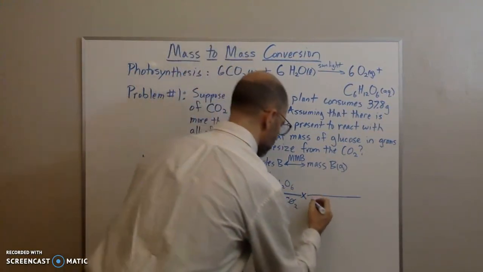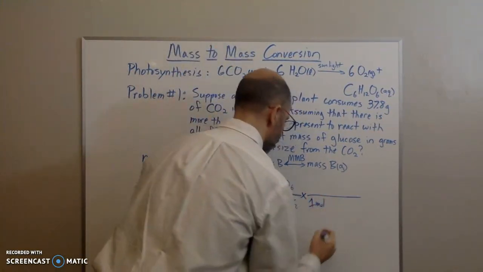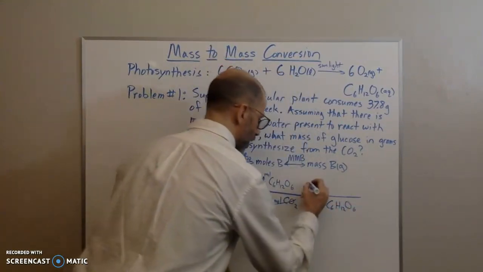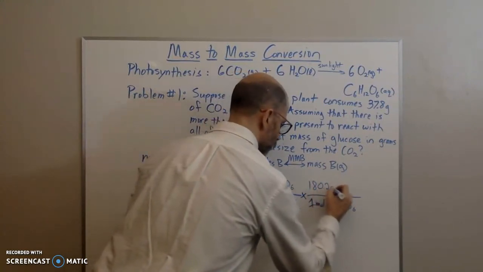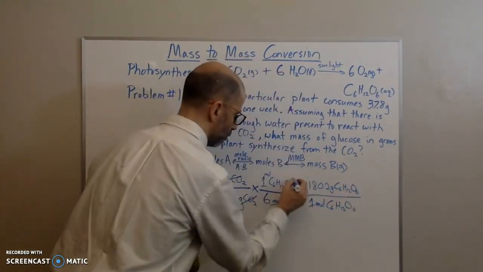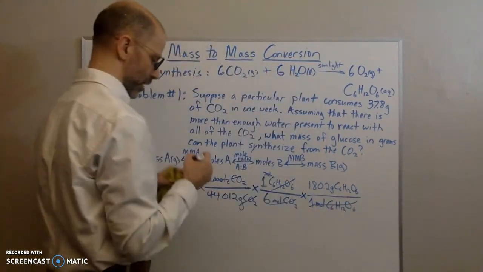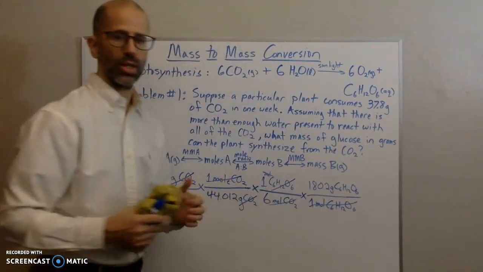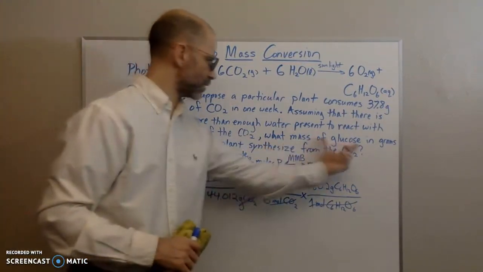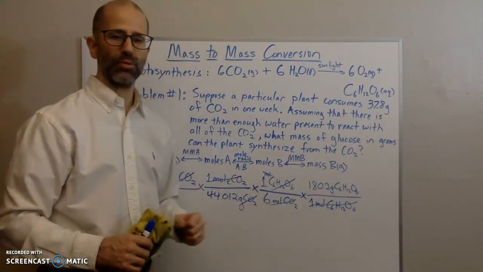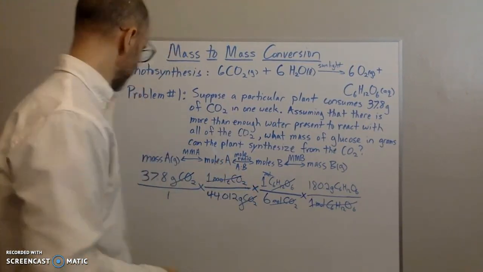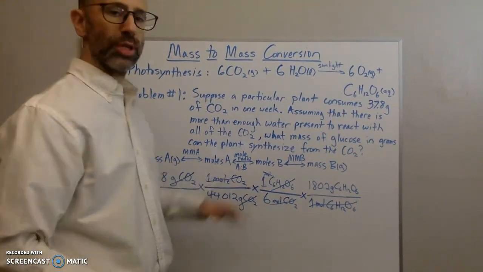So I need moles on the bottom. So 1 mole of glucose, C6H12O6. And then you have the 180.2 grams of C6H12O6. And so now the moles of glucose cancel out, and now you have grams of glucose on the top. And so that tells me I'm done because that's what the problem wants. What mass of glucose in grams? So now that I have grams of glucose on the top, I am done with my conversions. No more conversions. All I need to do is do the calculation.